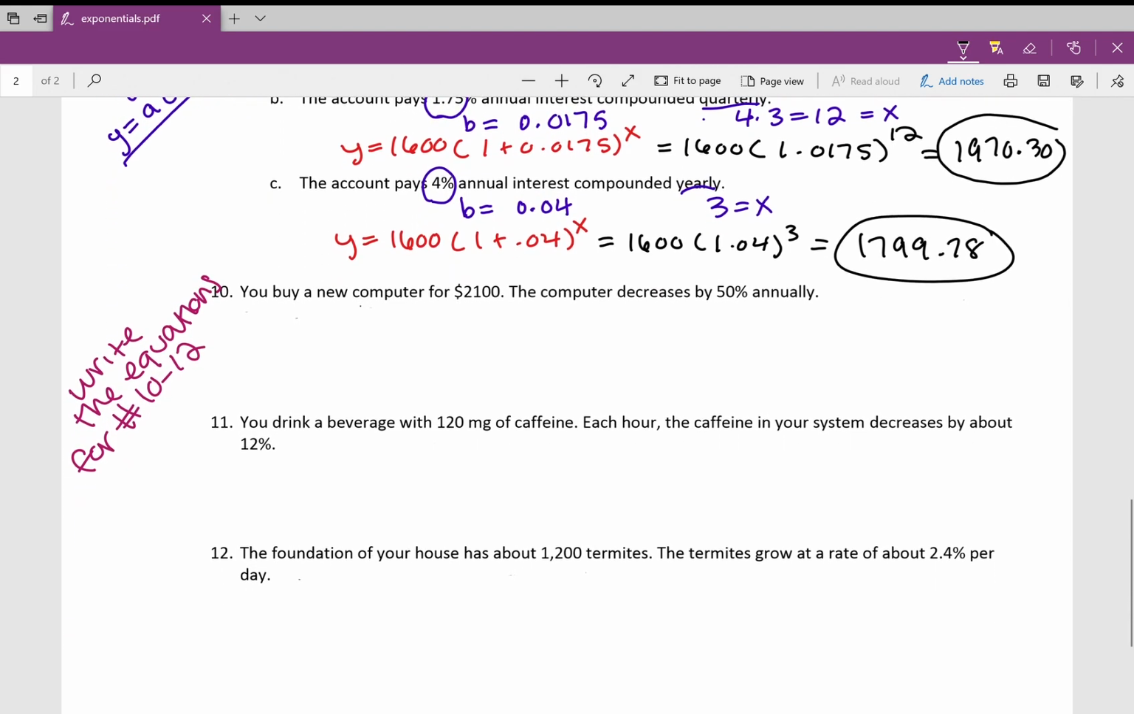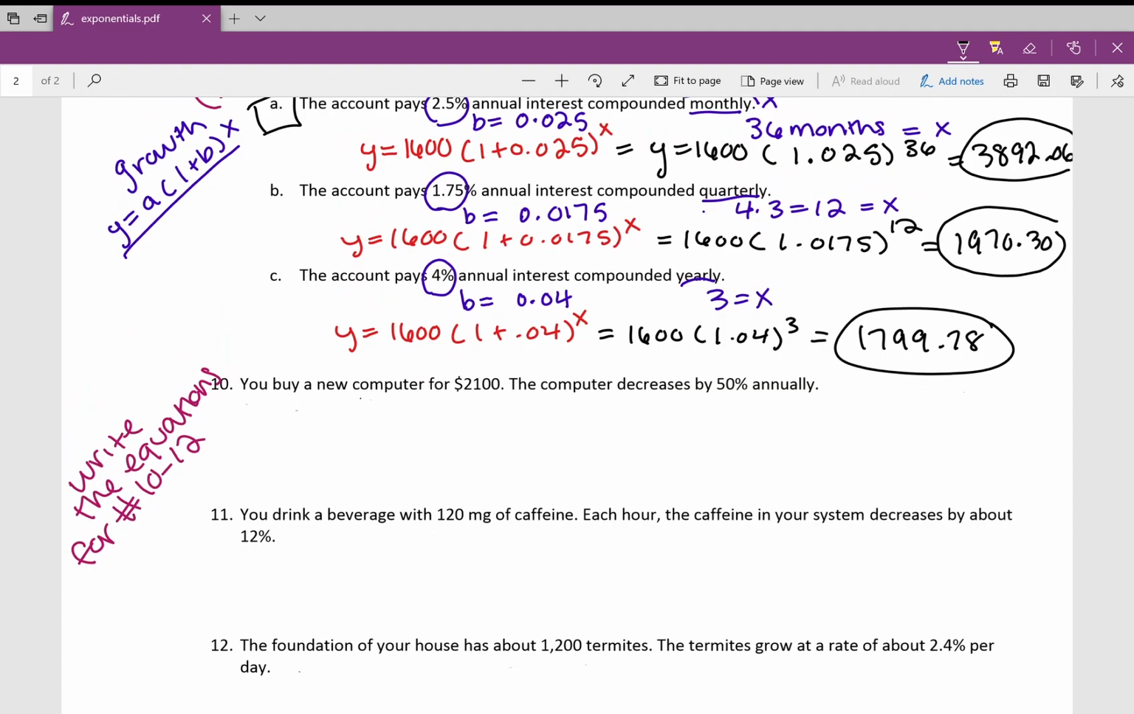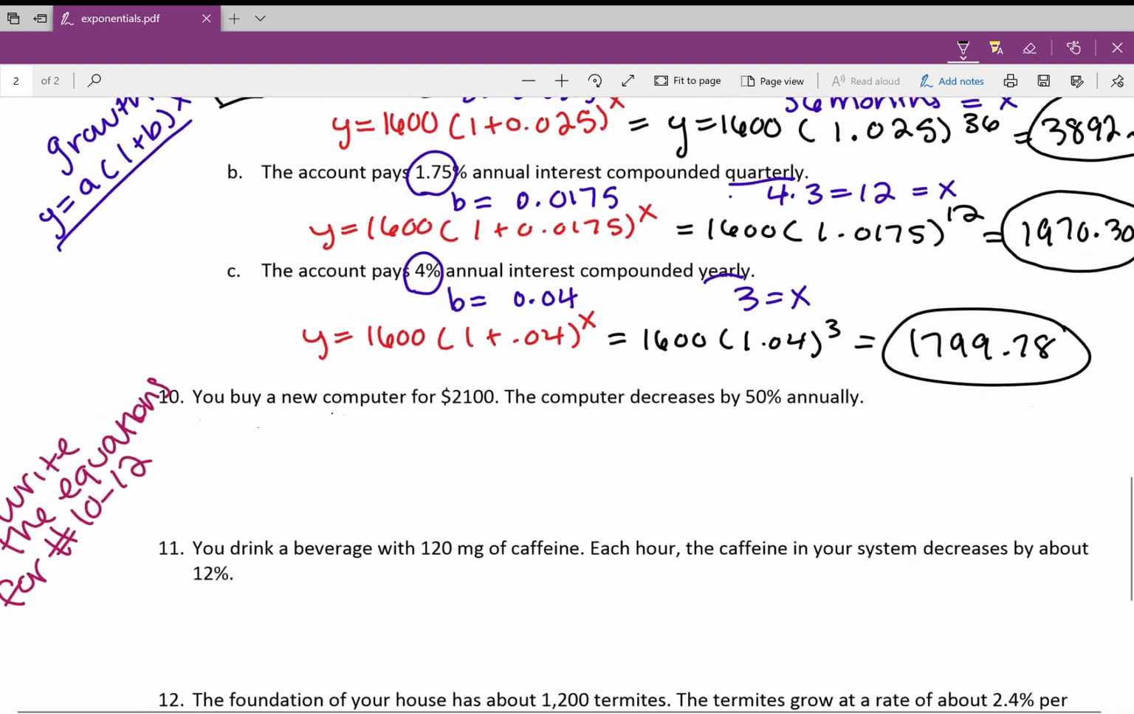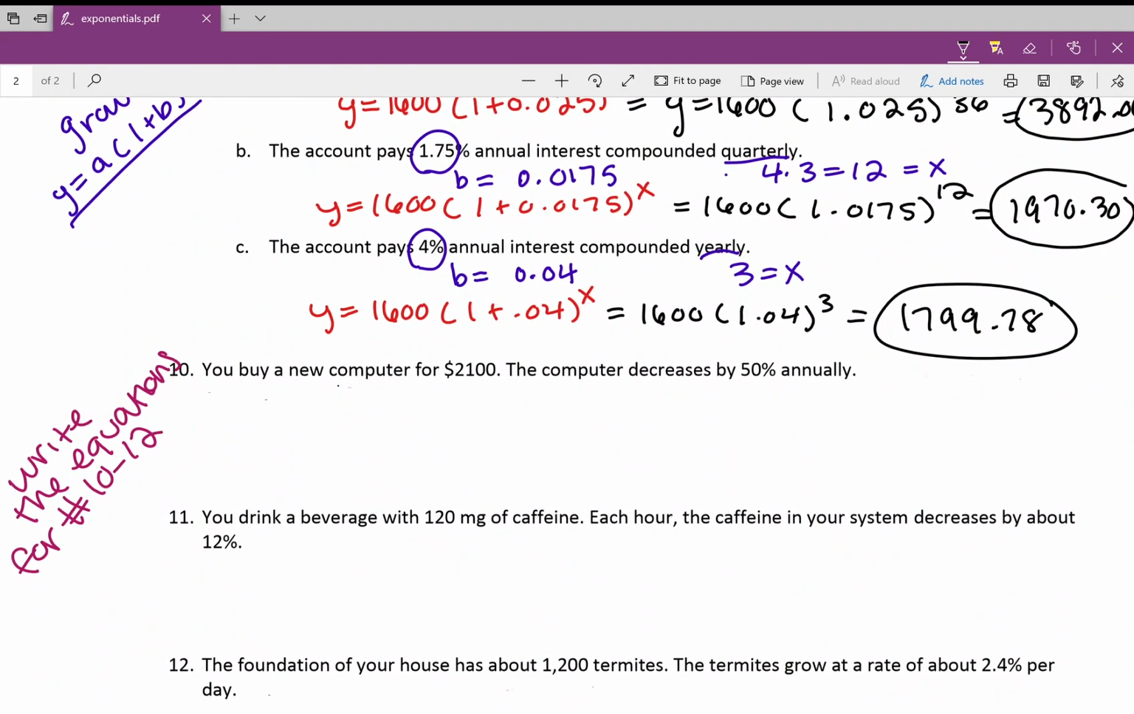Okay, you're going to do number 10 through 12 on your own. And you're only writing the equation. So there is not going to be an x value. So your equation has to be in terms of y and x. Okay, so go ahead and look at number 10. And first tell me if number 10 is a growth, a decay, or a constant.